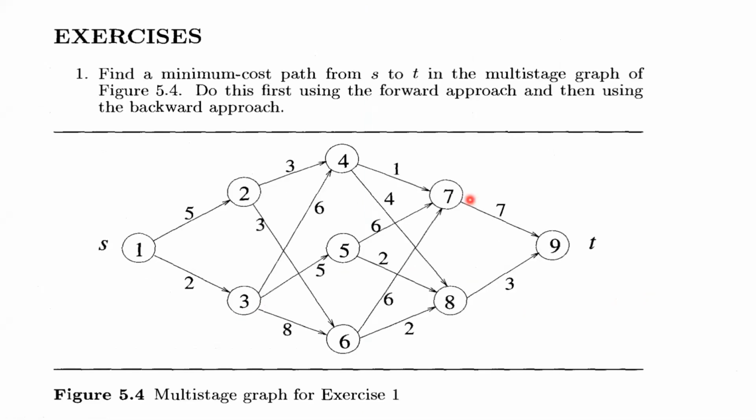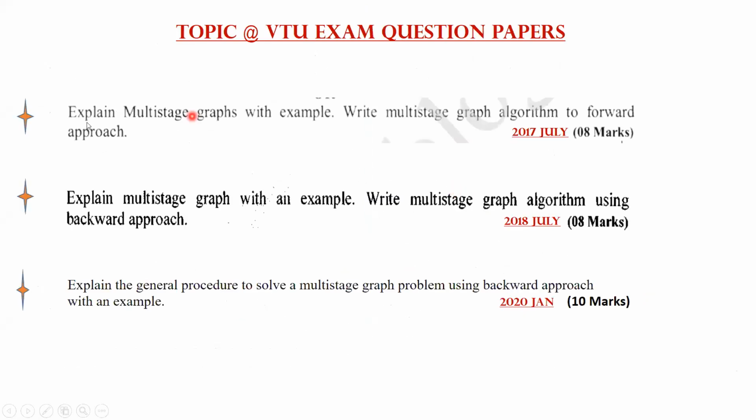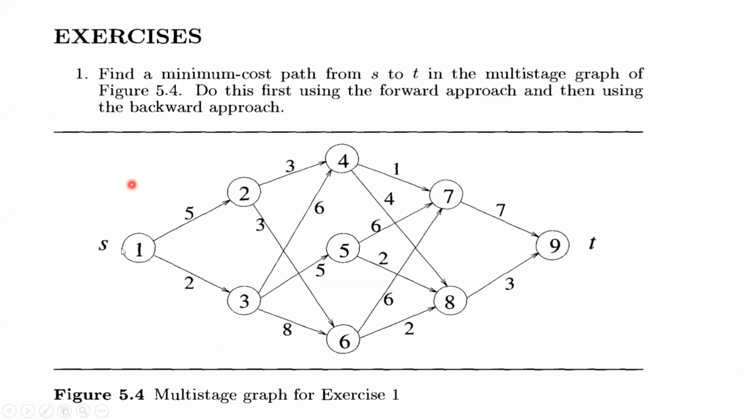So many times in the question paper, they have asked you to explain the multi-stage graph with example. With example, they have asked, and for the forward approach, they have asked to write the algorithm. For the backward approach also, they have asked to write an algorithm. So for easy purpose, you can take this simple graph. This is the simple graph: 1 vertex, 2 vertices, 3 vertices, 2 vertices, 1 vertex. So you can use this example for your practice purpose.